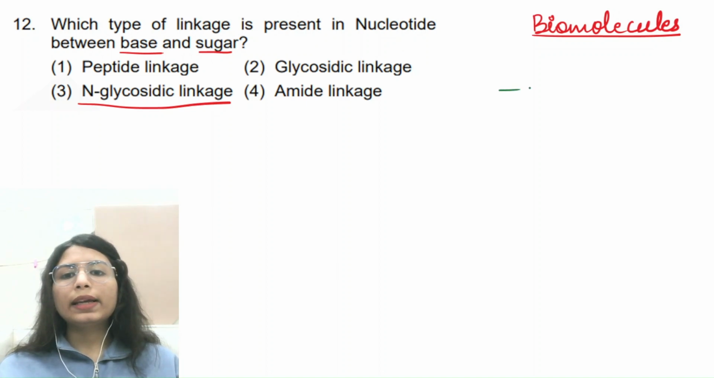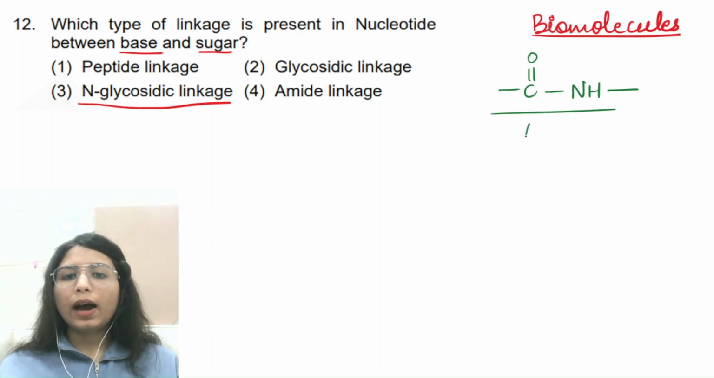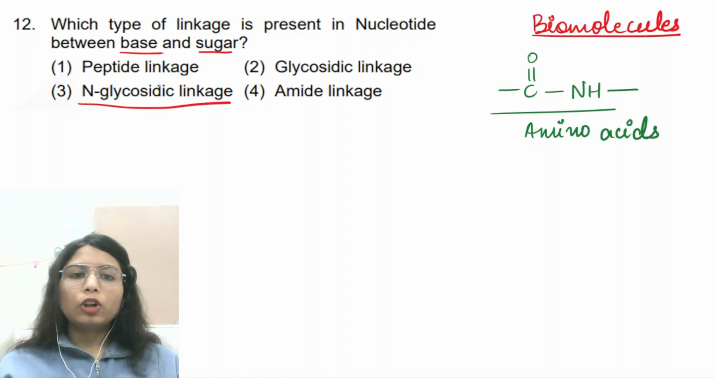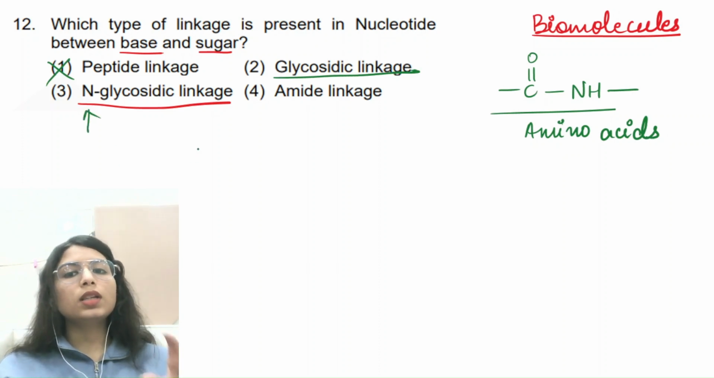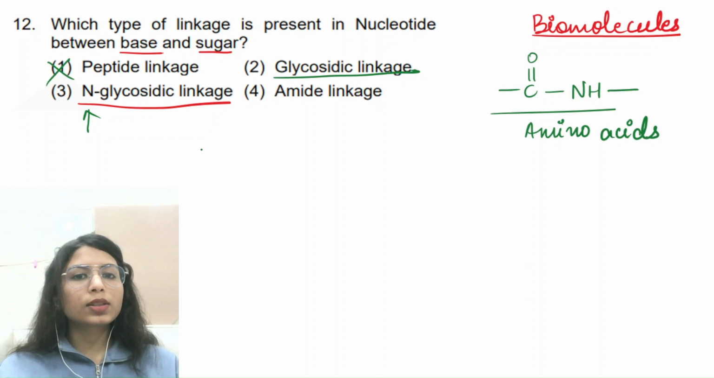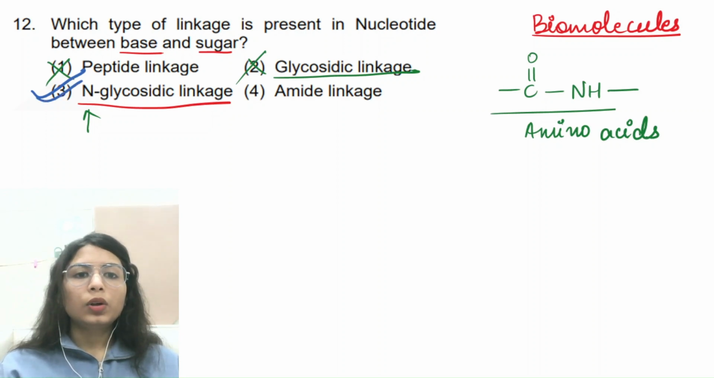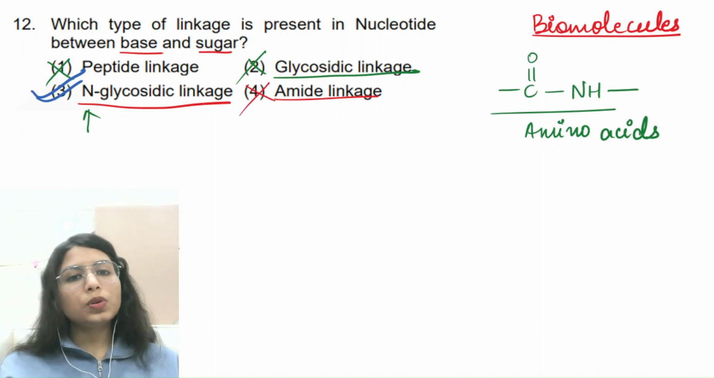The peptide linkage is present in amino acids, right? The peptide linkage is present between C double bond O and NH. This kind of peptide linkage is present between amino acids, right? So this is going to be my incorrect option because this is not the linkage that is present. Glycosidic linkage is not present. N-glycosidic linkage is present, indicating that the point of attachment is through nitrogen, right? So this option would be incorrect and my correct choice would be the third one. Similarly, the amide linkage would be incorrect, so this option is also incorrect.